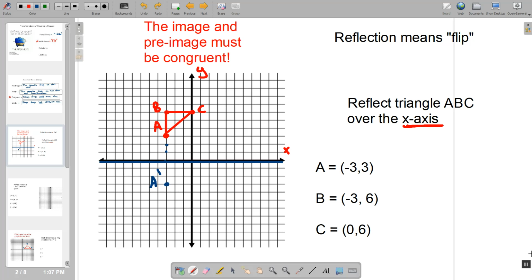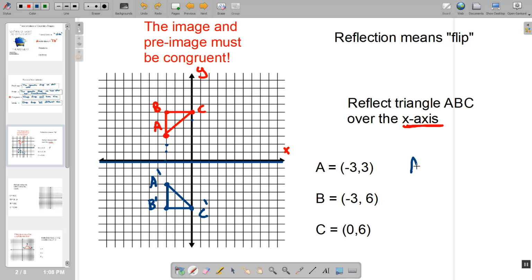So there is our A prime. C prime, by extension, is 1, 2, 3, 4, 5, 6 units away from the point of reflection. So it needs to be 1, 2, 3, 4, 5, 6 away from the point of reflection in the opposite direction. Now, B is 3 units above A here. So B prime needs to be 3 units away from A prime, but in the opposite direction because it is flipped. And there is our new shape, A prime, B prime, C prime.